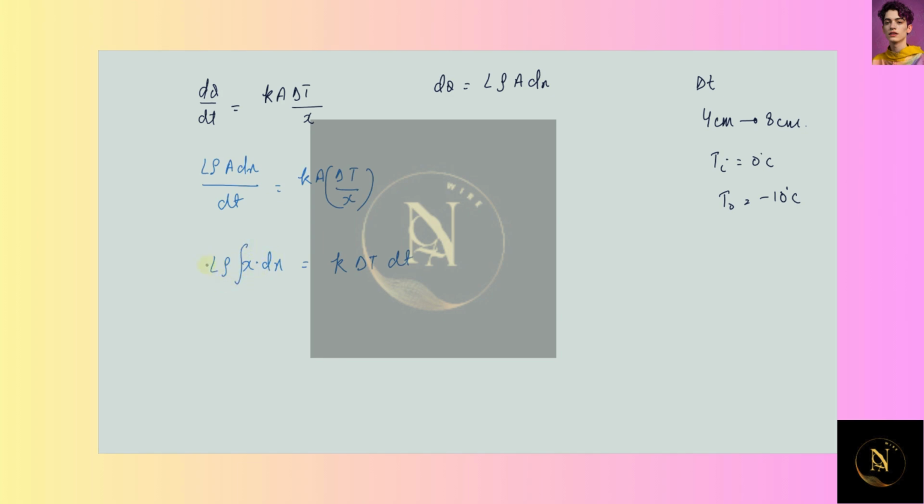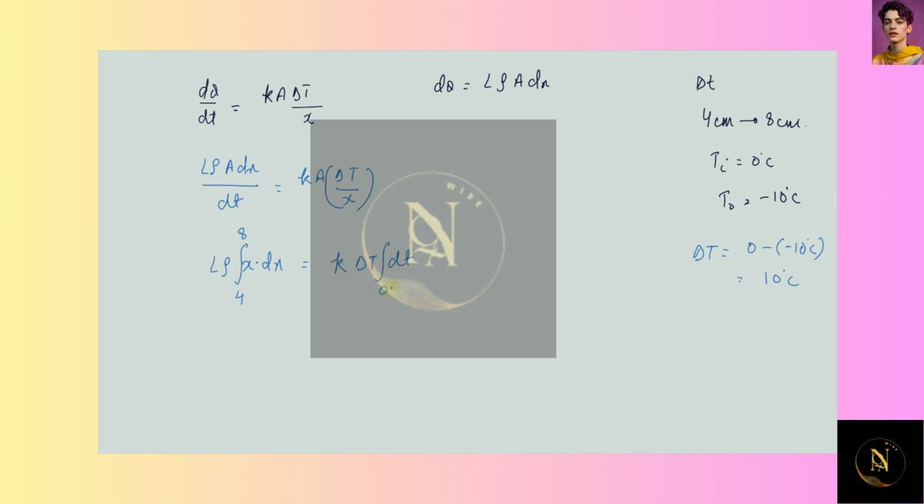Now we're going to integrate both sides. Since L and rho are constants, we can take them outside the integration, and here also K and delta T we can take outside the integration, because K is constant and the change in temperature here, delta T, is 0 minus 10 degrees Celsius. So we'll get 10 degrees Celsius, which is constant. And we want the thickness to increase from 4 centimeter to 8 centimeter. No need to write units here, and the time we have to calculate.